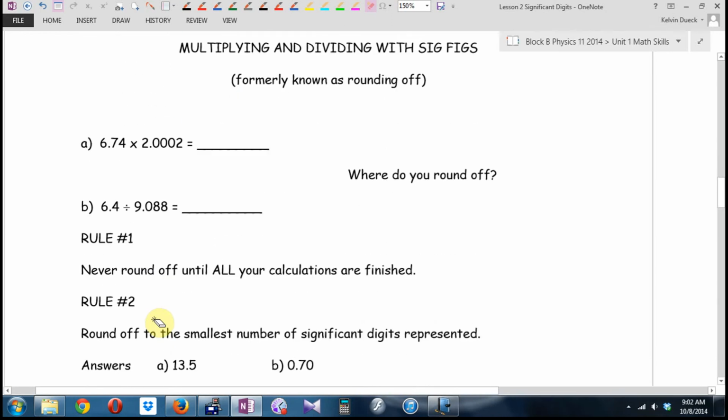Multiplying and dividing with Sig Figs, formerly known as rounding off. First of all, you need to get your calculator out. If you don't have a calculator, Wednesday I'll be keeping you in after school if you don't have one by then. Oh, and a good calculator, not a cheap one. Just saying.